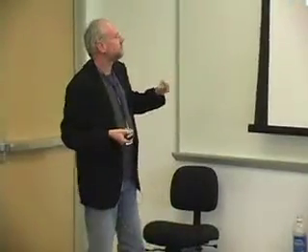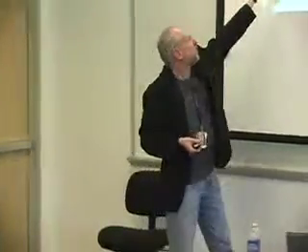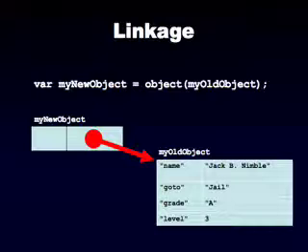So let me put in a picture for you. Maybe it'll make it clearer. I'm going to make my new object, and I'm going to have it inherit from my old object by making it with the object function. So what it creates in memory is a new object, which is an empty object, which contains the secret pointer to my old object.